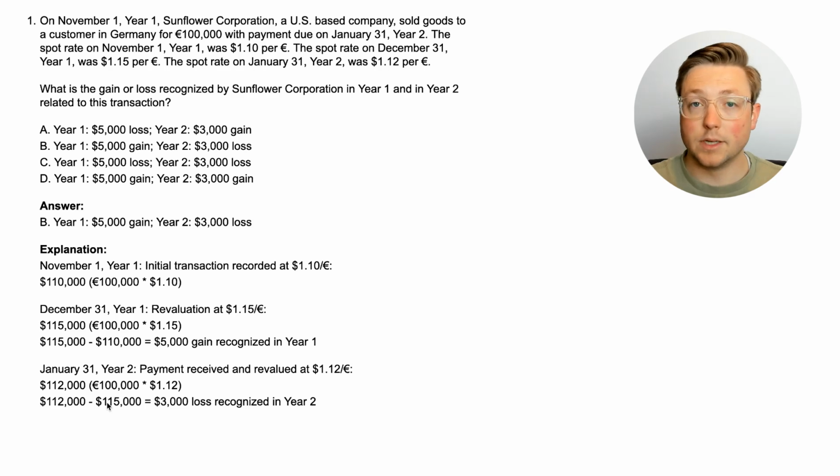So basically, you have to take into consideration what the exchange rate was on the day that the transaction started. Then you have to take into account if the exchange rate had changed by the end of the year before the payment has finished. And then on the actual settlement date, you have to take into consideration any other changes that have happened. Let's go ahead and do the other questions to continue learning a little bit more about this, to make it sink in.